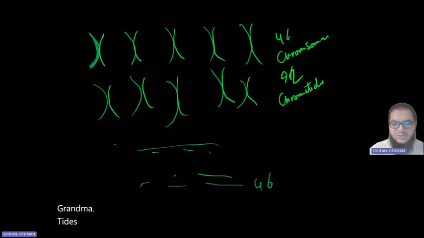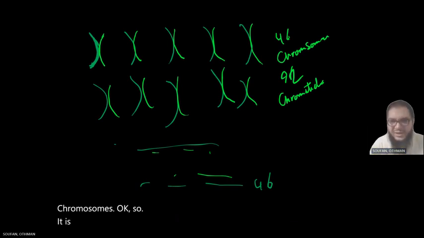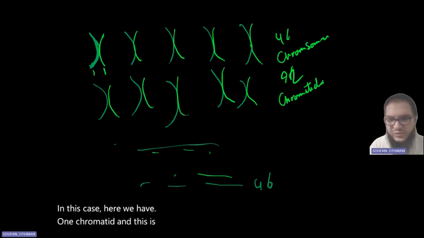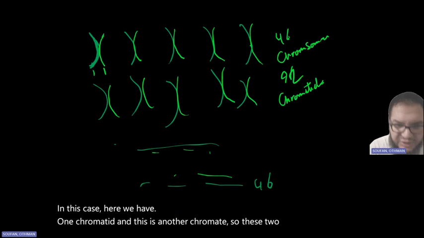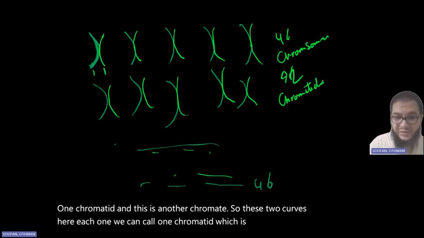Okay, 92 chromatids, 46 chromosomes. Here we have one chromatid, and this is another chromatid. So these two curves here, each one we can call one chromatid, which is a copy of the other one.